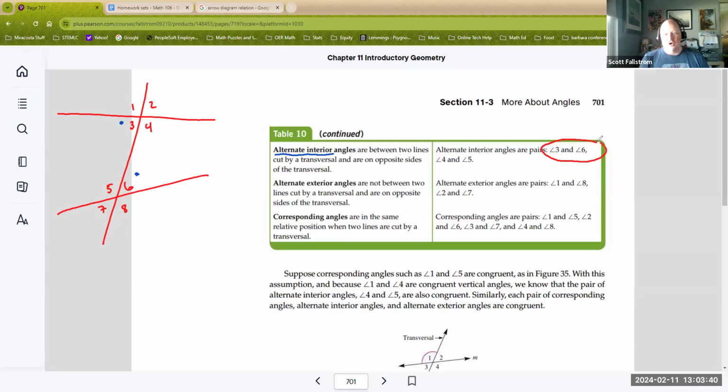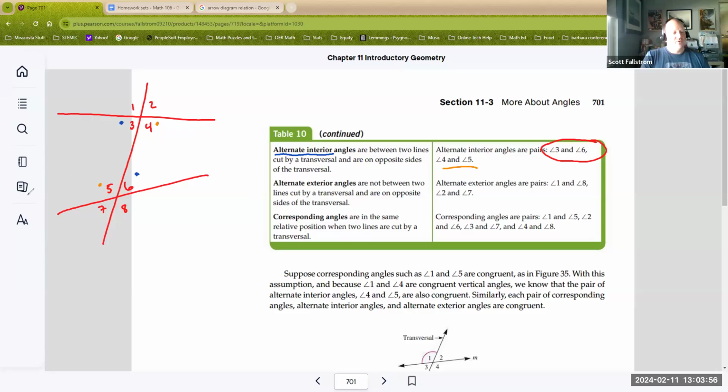So here's what we got. 3 and 6 then, wherever the blue dots are, whatever you number them, it doesn't matter. But those would be called alternate interior angles. And so again, there's another pair of them. Again, pick one interior angle and then go to the other pair and go opposite, the opposite side. So 5 and 4 would also be alternate interior angles.